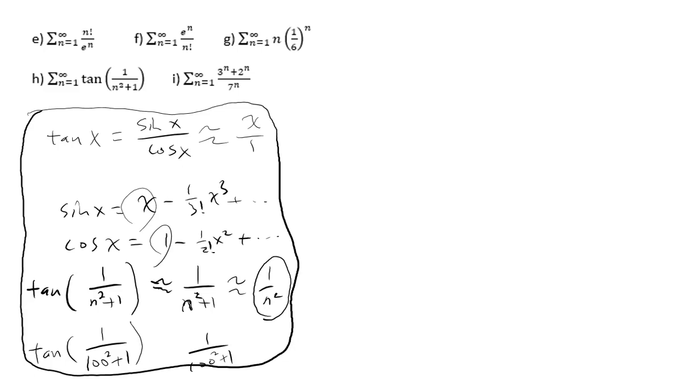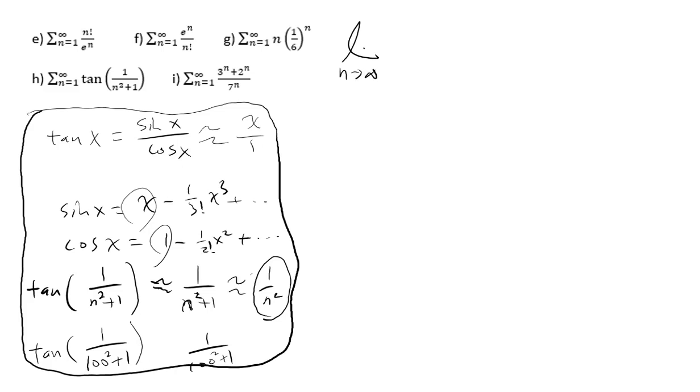So by this thought process, we decided that tangent of 1 over n squared plus 1 is very similar to 1 over n squared. So these two are comparable. And once we determine that these are comparable, then we can go ahead and use the limit comparison test. Okay, so let's apply the limit comparison test.